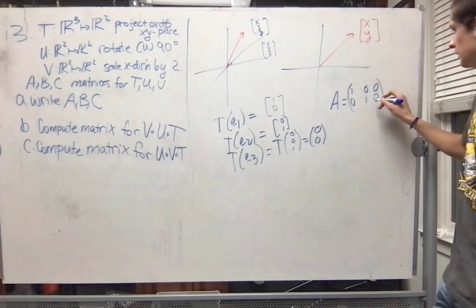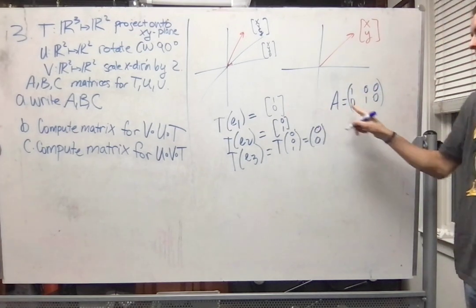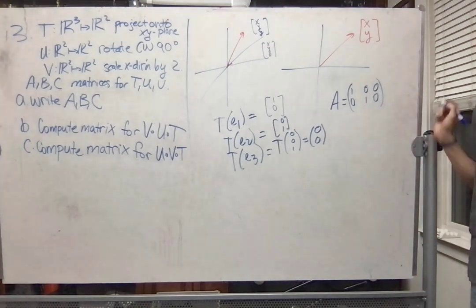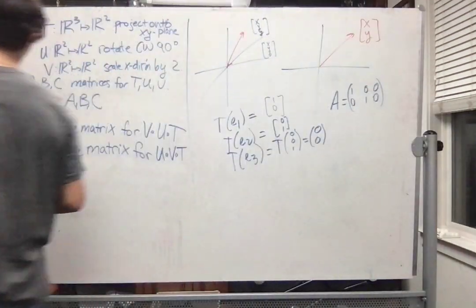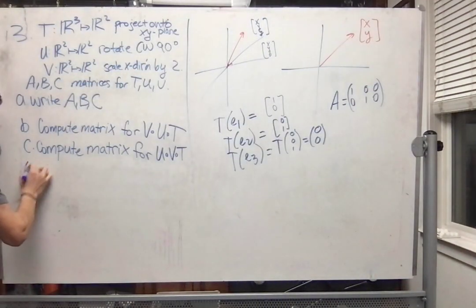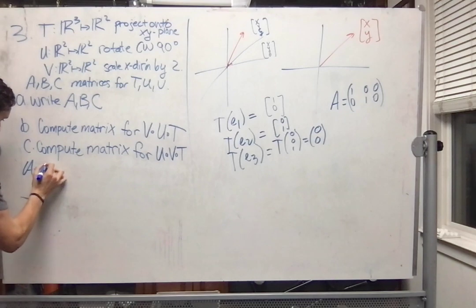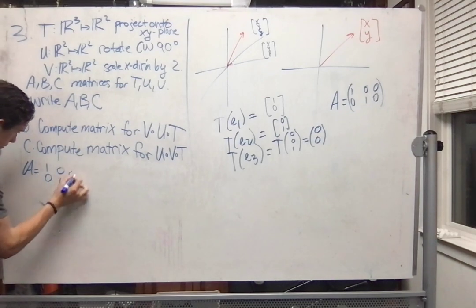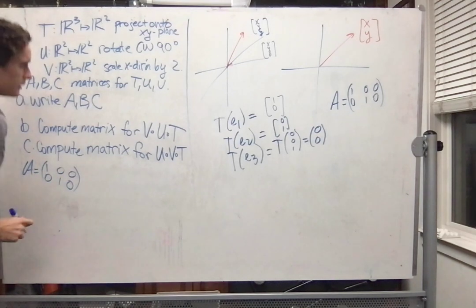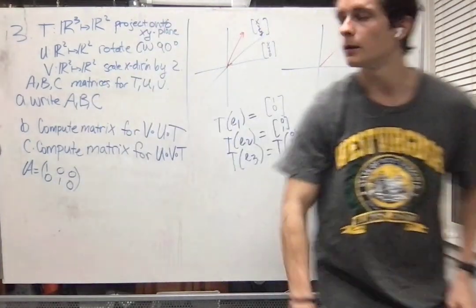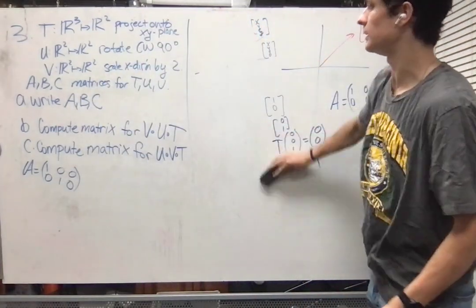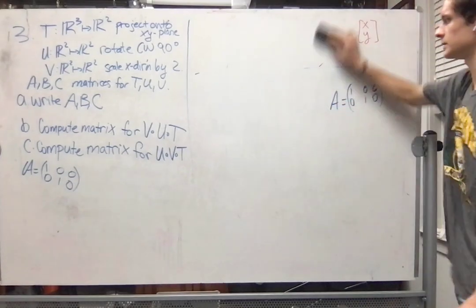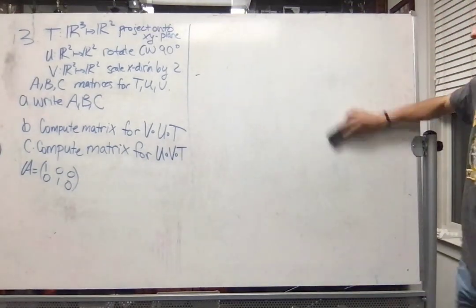So each of the outputs became each of our columns, right? So this is A. I'm going to leave it over here for safekeeping. So A is 1, 0, 0, 1, 0, 0. Same process for the matrix, the transformations U and V, which have matrices B and C.